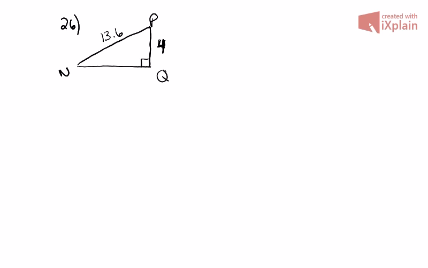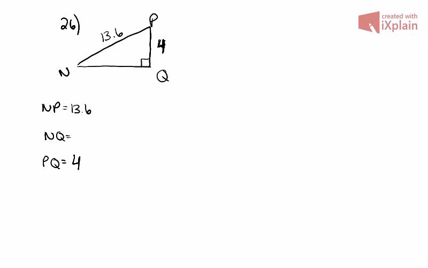Okay, so when I'm solving a triangle, remember that I'm finding the lengths of all three sides and all three angles. So in order to have solved this triangle, I need to know the lengths of all the sides. So I need to know NP, NQ, and PQ. Now, of course, some of this I already know, right? NP I know is 13.6, and PQ I know is 4. So I just need to find side NQ. And then I also need to find my angle measures.